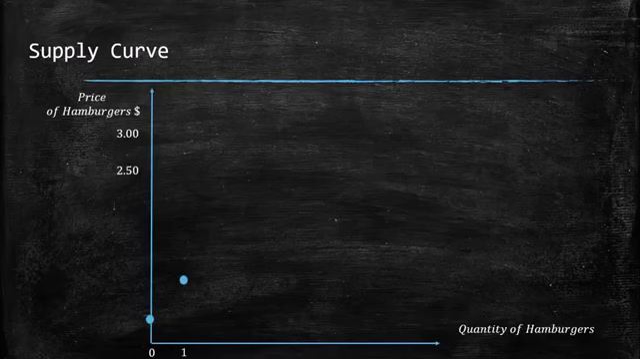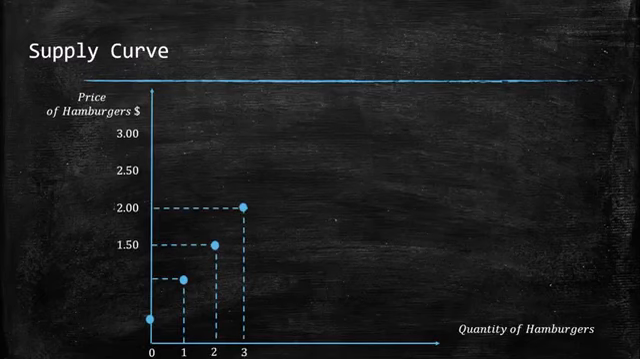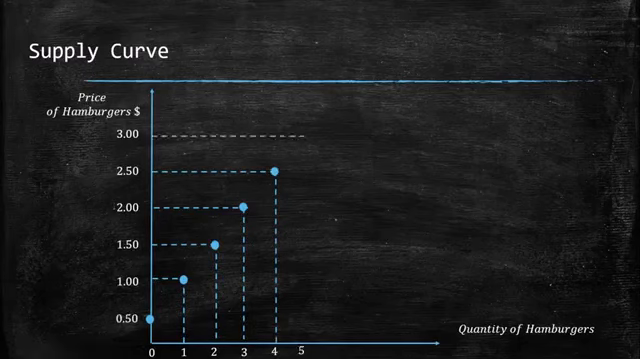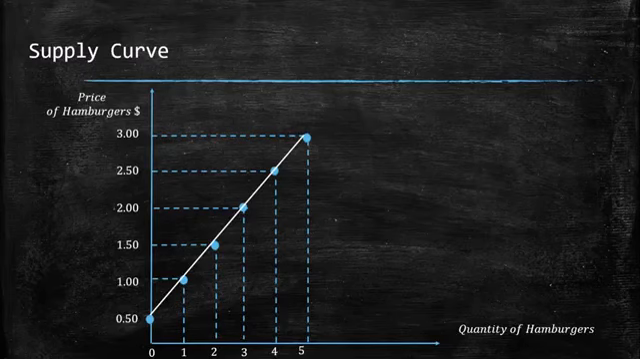So we have the price. At the price of $1, the supplier is going to produce 1. At 1.50 he is going to produce 2. At the price of 2 he is going to produce 3, at the price of 2.50 he is going to produce 4, and 5 for $3. So here is the supply curve. As you see, it is upward sloping.